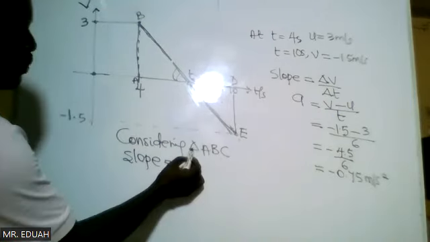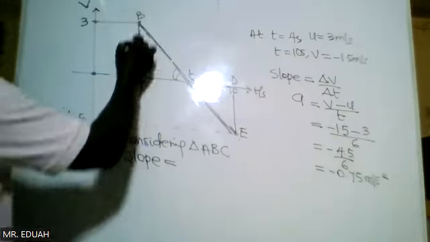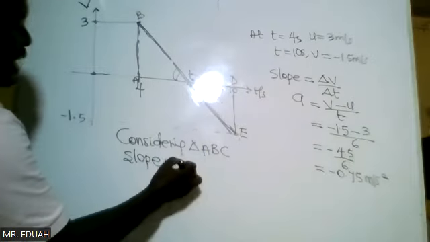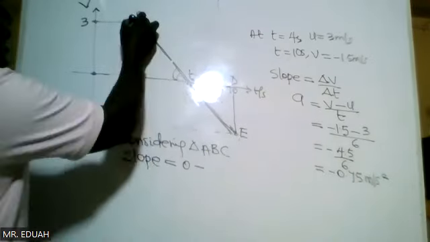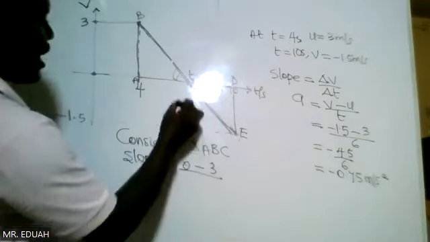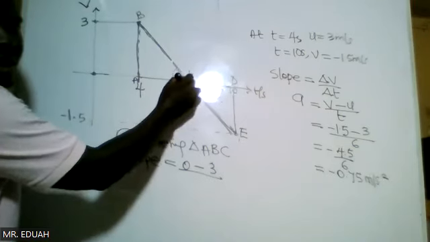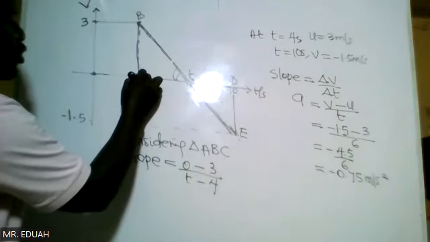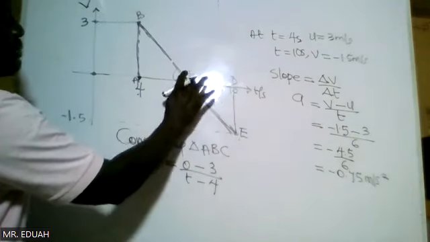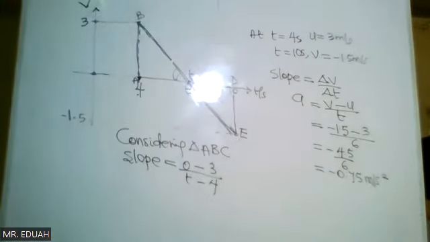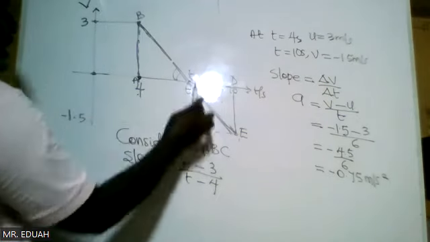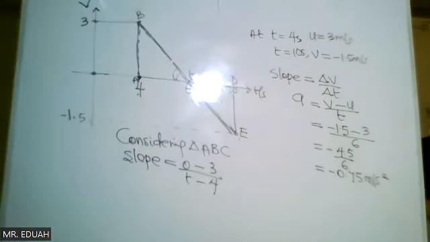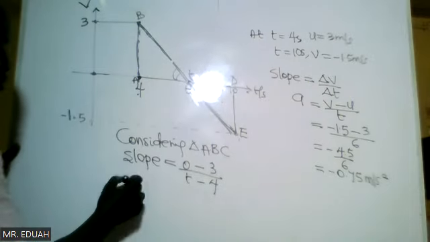So the slope of ABC is equal to the change in vertical. The final is zero minus initial 3, over, I don't know this time. So the time is t minus 4. This time is known, 4, but I don't know this one. So let this time be equal to t. So the slope of triangle ABC is 0 minus 3 over t minus 4. Then let's find the slope of this one too.